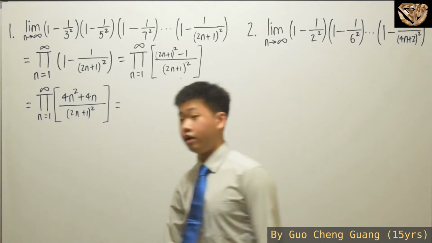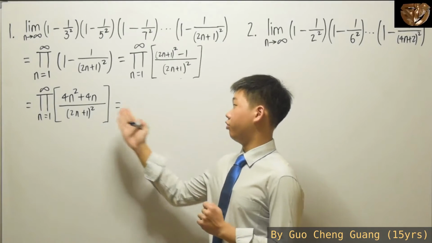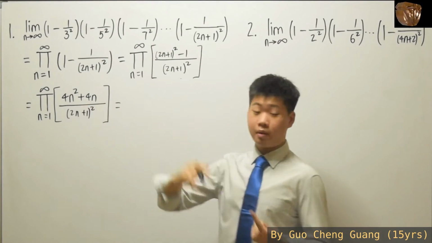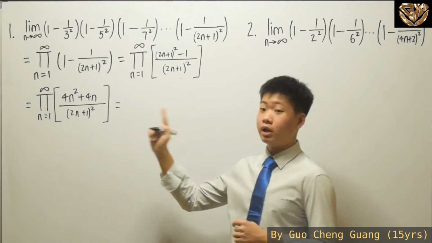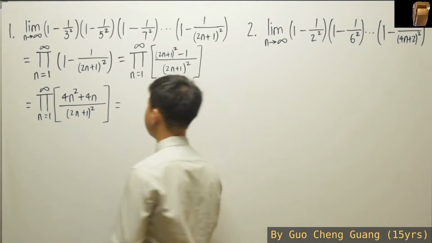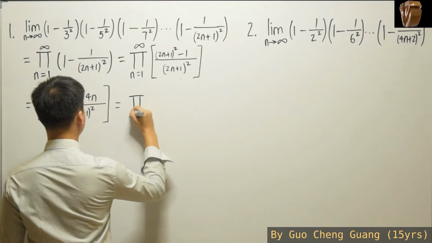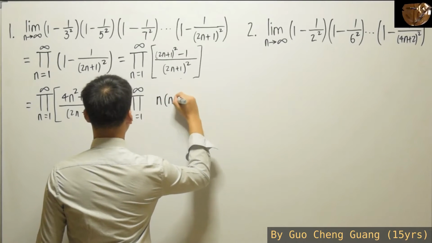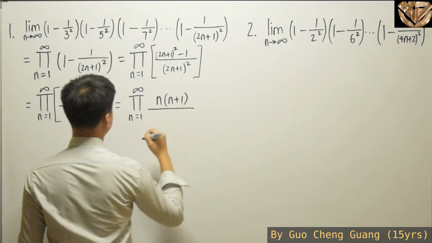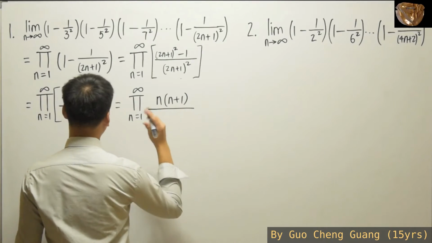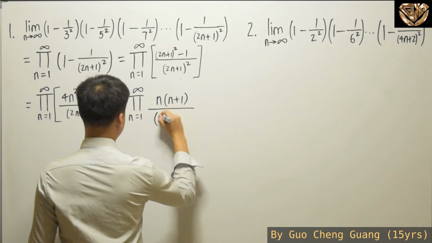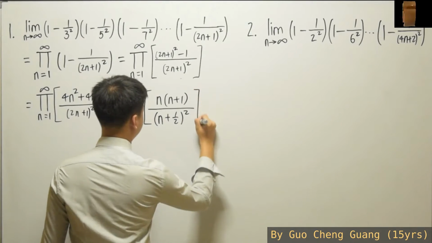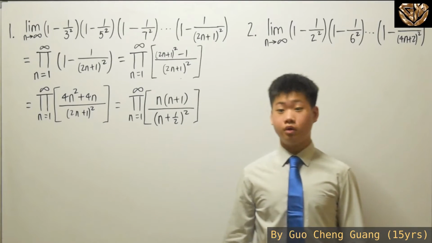So this is what you have. Now let's divide by 4 in both numerator and denominator. For the numerator, if you divide by 4, you'll be left with n squared plus n, so you can also take out an n at the same time. Above you have n times n plus 1. And the denominator divided by 4, you're going to see n plus half squared. This is what you are going to see.